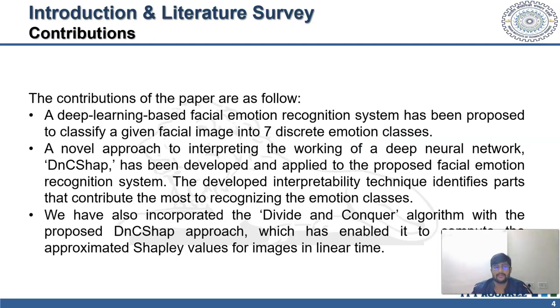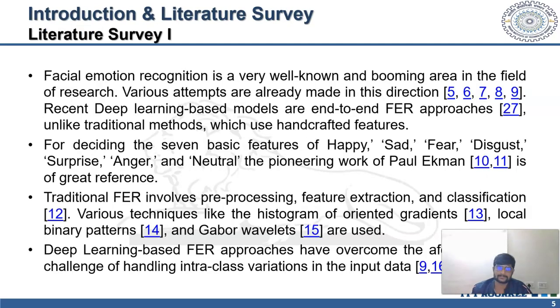Speaking of our contribution, we have proposed a deep learning based facial emotion recognition system that can classify the features in 7 discrete classes. Then we applied our novel DNC SHAP algorithm on this system to analyze the feature maps we get and the highly relevant features or pixels we get from this. At last, the main contribution of this paper is the DNC SHAP algorithm. We have incorporated the divide and conquer algorithm with the Shapley values to get the highly relevant pixels or features in linear time, which required quadratic time earlier.